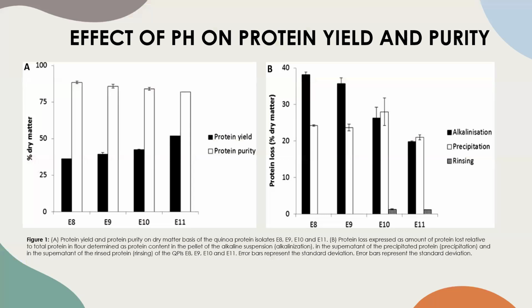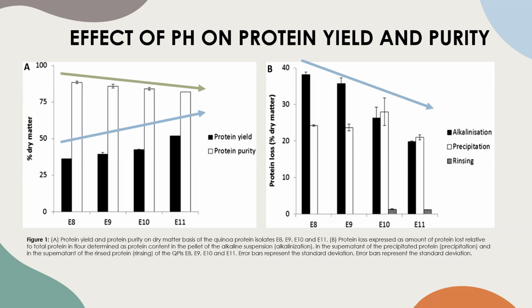So the first thing they looked at was the effect of pH on protein yield and purity. And generally what they noticed is that increasing the extraction pH resulted in an increase of protein yield. This is to be expected, as we know that solubility at a higher pH allows for more ionization of OH and SH groups, which can then increase the interactions with water.